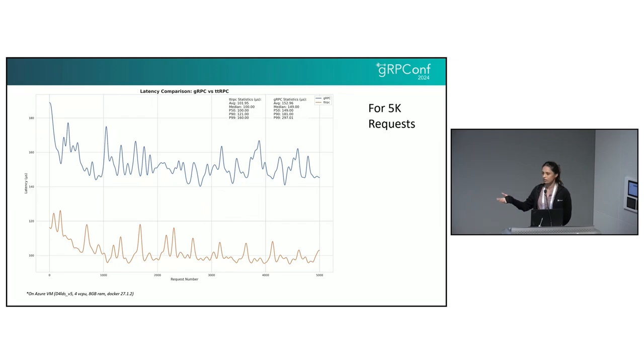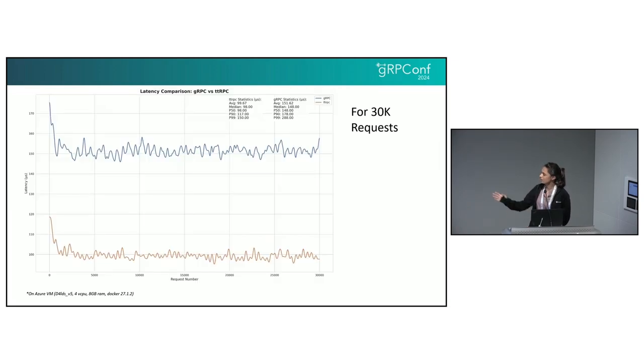We wanted to see how the trend continues as we give more requests. For 30K requests, the trend was similar. We noticed that there is a difference of 50 microseconds on average between the two protocols. Considering that over the wire, TtRPC is slimmer and has fewer round trips per request, we see how that theoretical advantage actually shows up in real world performance.